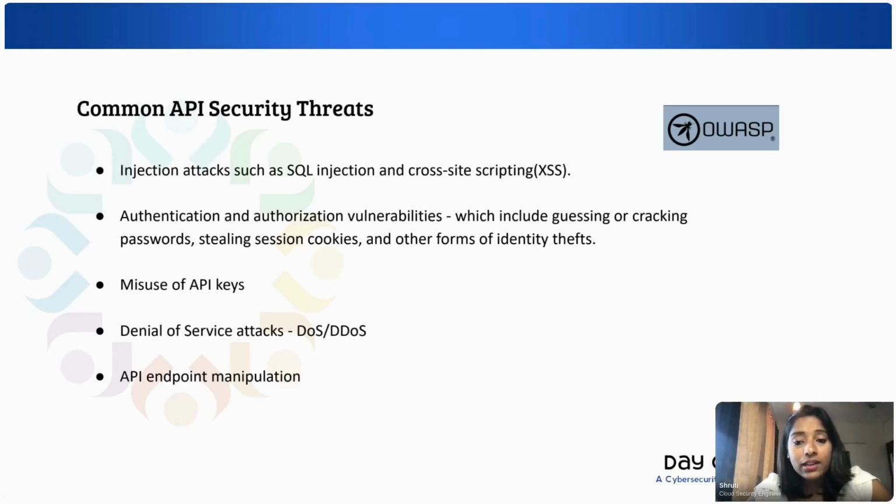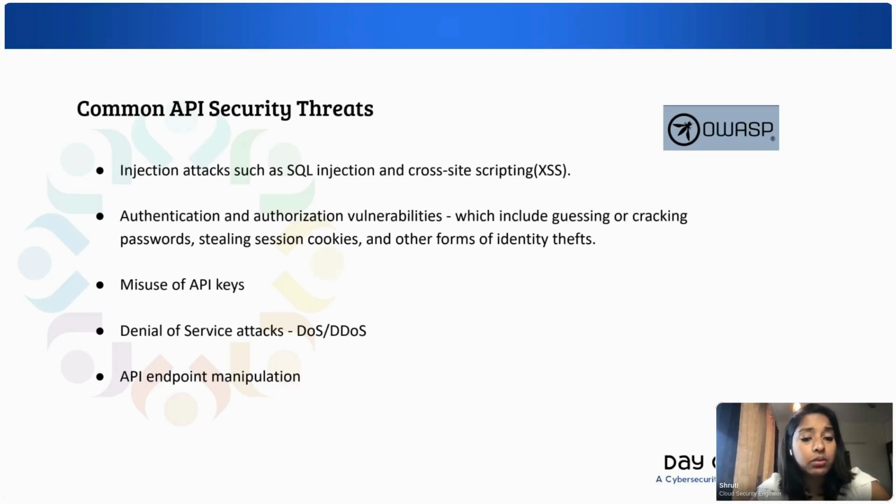The next is authentication and authorization vulnerabilities. APIs that lack proper authentication and session management can be vulnerable to attacks where an attacker can gain unauthorized access to the API. This can include guessing or cracking passwords, stealing session cookies, and other forms of identity theft.